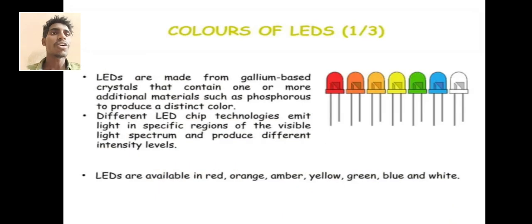Now see the colors of LED. What are the colors of LED? LEDs are made from gallium-based crystals that contain one or more additional materials such as phosphorus to produce a distinct color. Different LED chip technologies emit light in specific regions of the visible light spectrum and produce different intensity levels. LEDs are available in red, orange, amber, yellow, green, blue, and white. These are the colors of an LED.